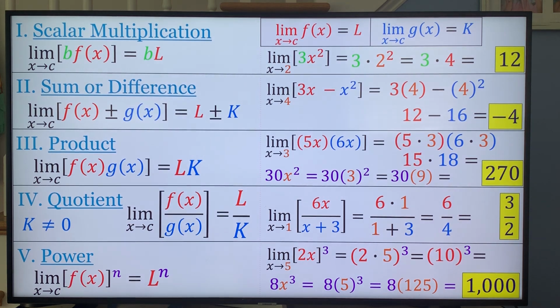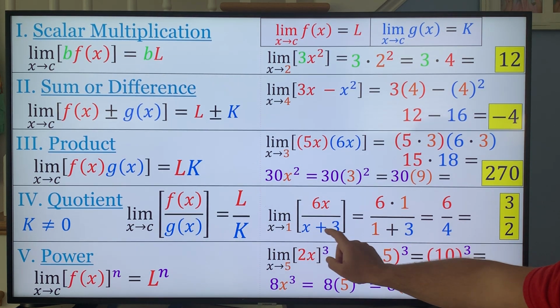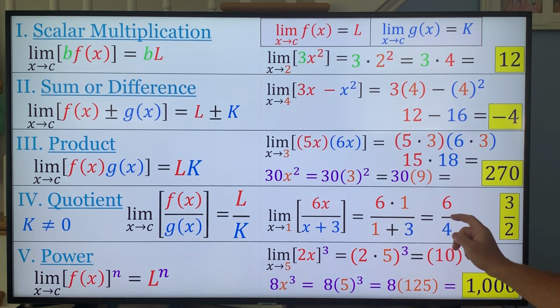Quotient rule. You can divide them as well. So you can put your 1 in here. 6 times 1 over 1 plus 3. 6 divided by 4 is 3/2.